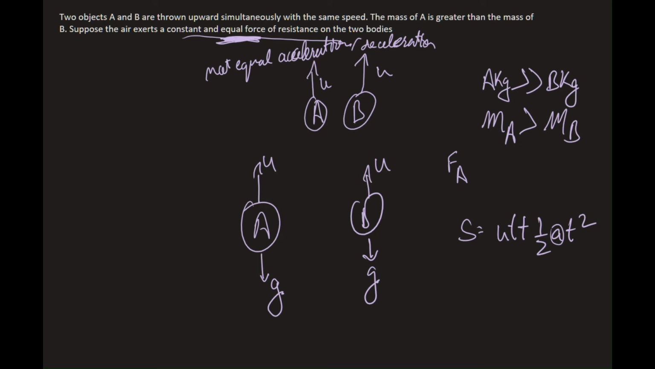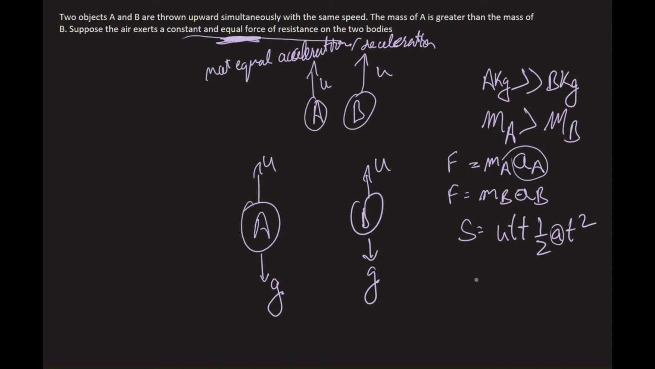Force due to air resistance on A is equal to mass of A times the acceleration of A due to air resistance. The force is equal in both cases, so it is also equal to MB times AB.